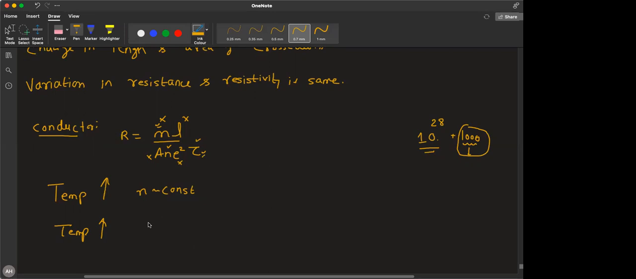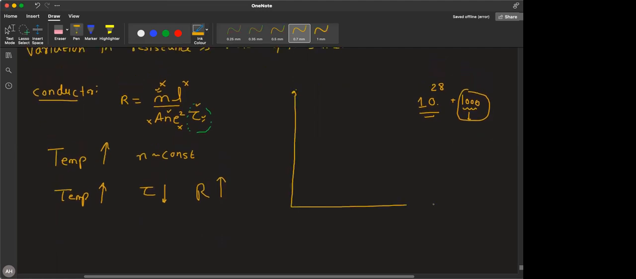It decreases, sir. Very good. It decreases. So if it decreases and this one is in the denominator, then what will happen with the resistance? It should increase. Increase, right? So there's only one term which is changing, and that is relaxation time. So in a conductor, when you increase temperature, then your resistance increases.